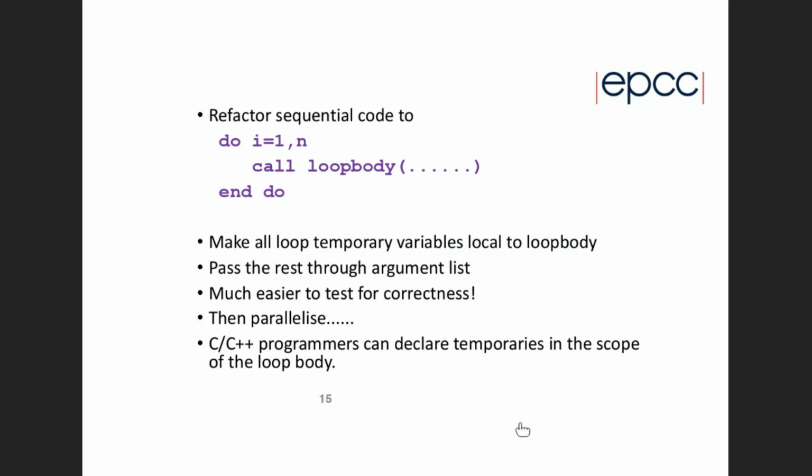Well, one way to do this is basically to refactor the code. Take that block of code that's inside the loop and make it into a subroutine. Then all your loop temporary variables can be declared local inside this subroutine, and everything else gets passed through the argument list. That's just a sequential change to your code, which is much easier to test for correctness. So once you come to parallelize that, you've already had to think about the variables, as to whether you can declare them locally or not and how they're used, but you've done it in a way which is easily testable as to whether you've got it right or not.